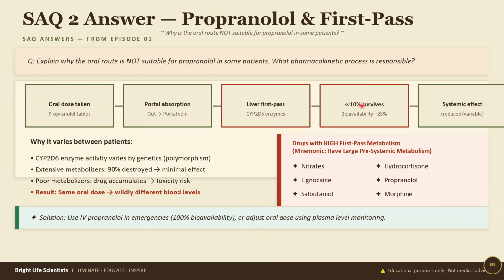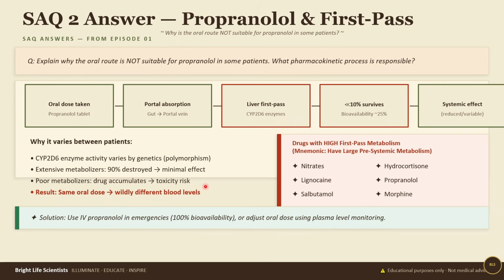Oral bioavailability is only around 20% or 25%, and that figure is widely variable between patients. Why the variability? Well, the genetics in these patients differ. CYP2D6 activity differs between people. Extensive metabolizers may break down 90% of the drug. This implies that there will be minimal clinical effect of this drug. Poor metabolizers accumulate the drug, and this predisposes them to toxicity risks. Same oral dose, completely different blood levels.